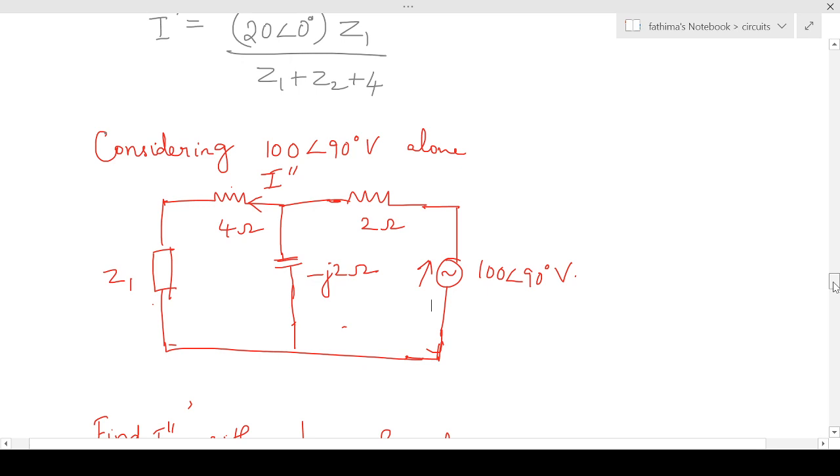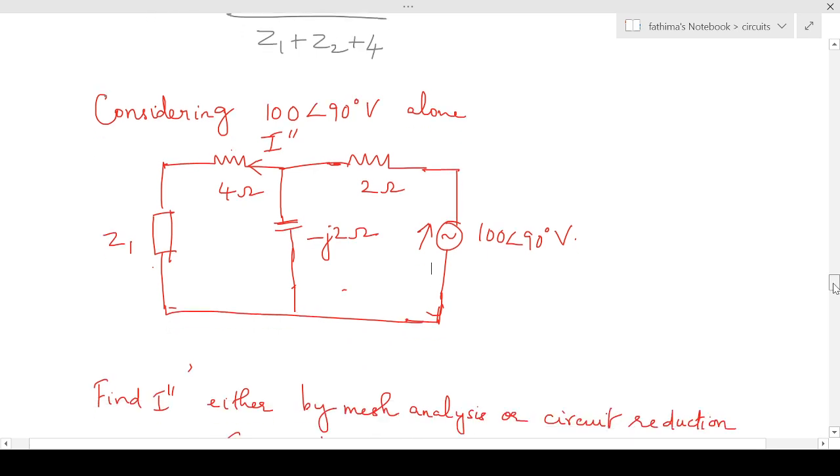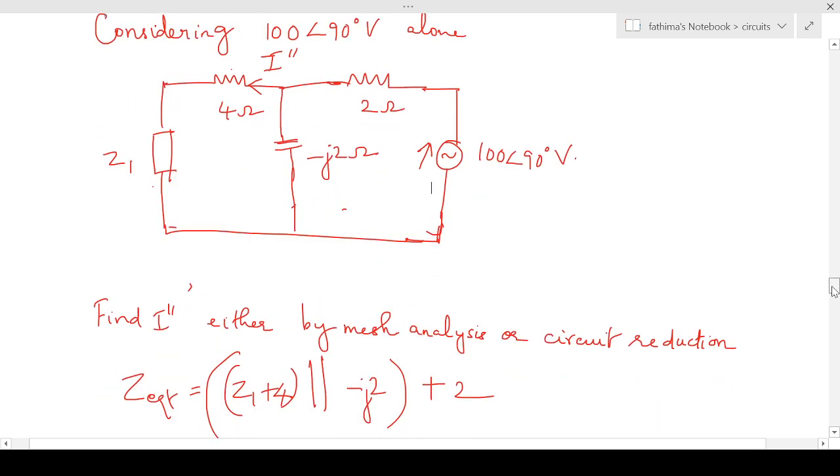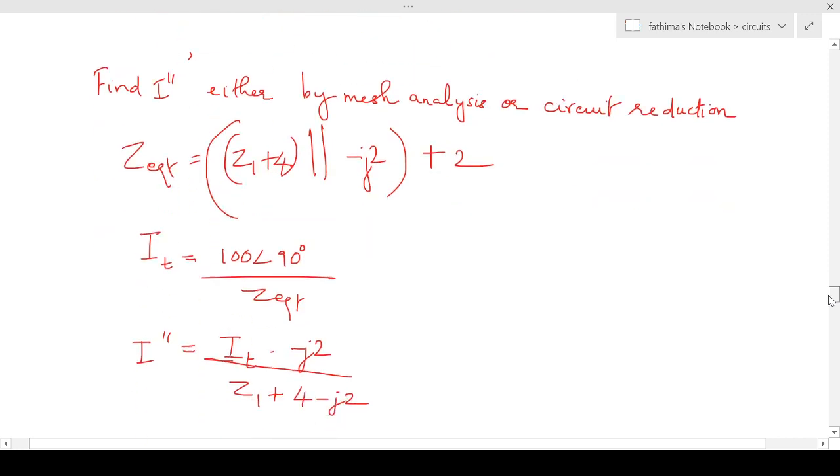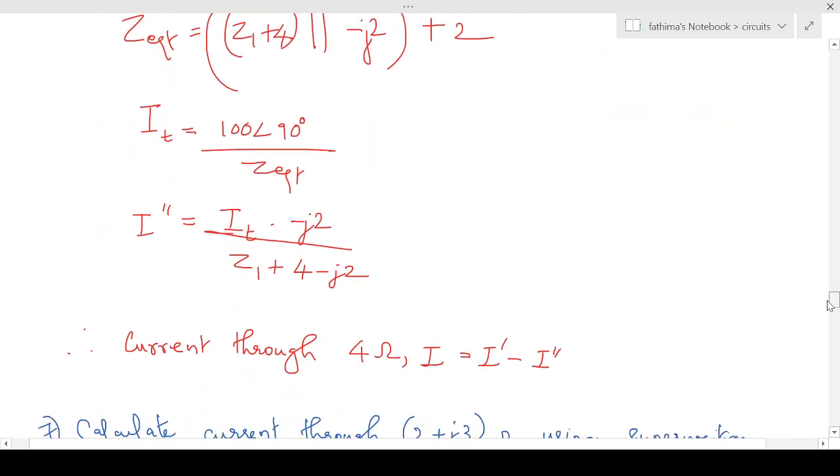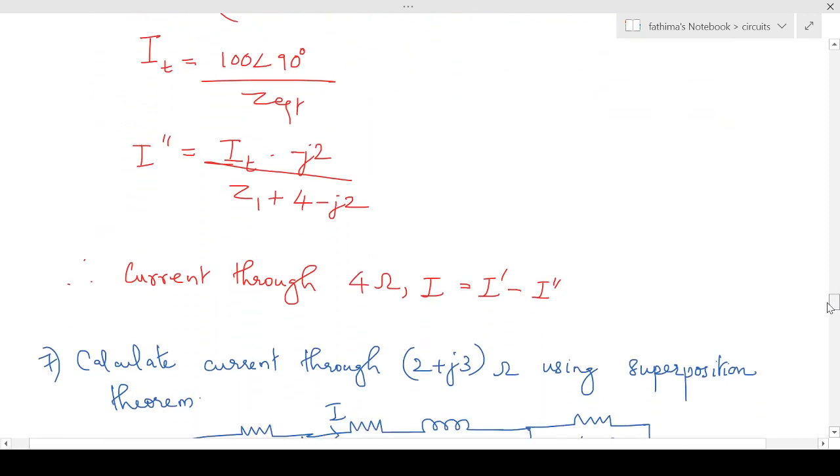So the current flowing through 4 ohm is opposite in the two cases. So we'll subtract the two currents. So the net current flowing through 4 ohm will be equal to I dash minus I double dash.